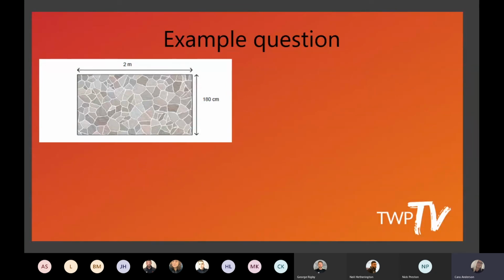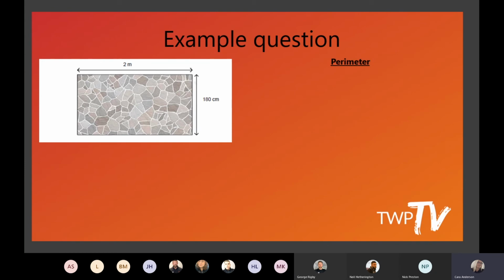So an example question based on both perimeter and area, looking at your rectangle. Looking at the picture that's just come up, what's the most obvious thing we need to do before we can work out either the area or the perimeter of this patio? Can anyone see anything obvious that stands out? So they've given you the length and the width. Centimeters and meters. Exactly, yes, spot on.